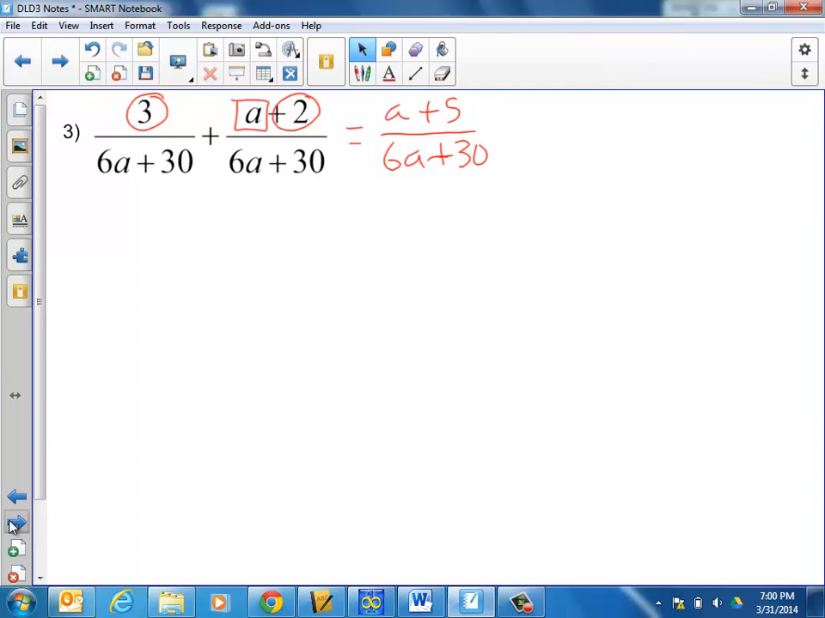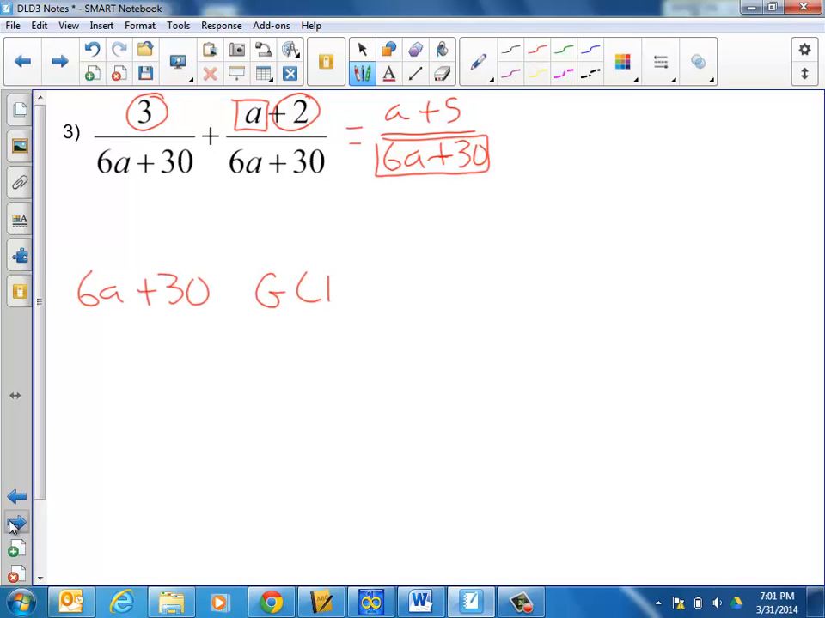but I think that we can simplify this even further because the 6A plus 30 right here factors. The A plus 5 does not. A plus 5 has a GCF of 1, and we don't have an A squared term, so we can't factor by grouping. But 6A plus 30, pull out the GCF here of 6, then you're left with an A plus 5. All right, we'll circle that.